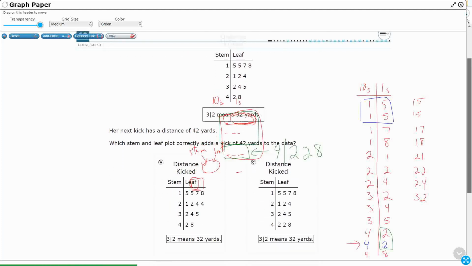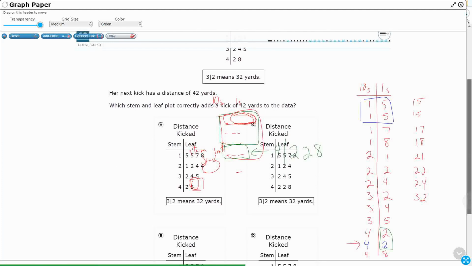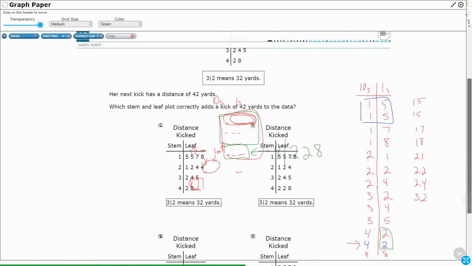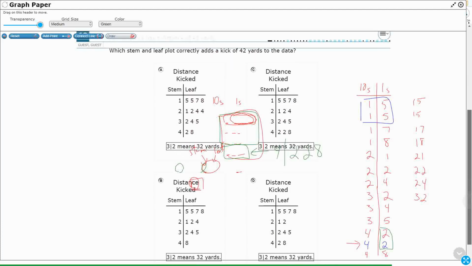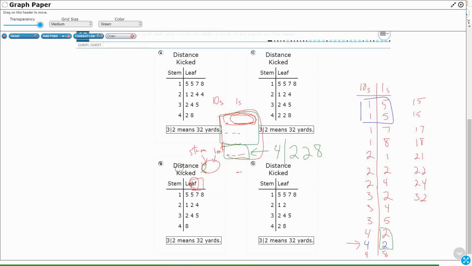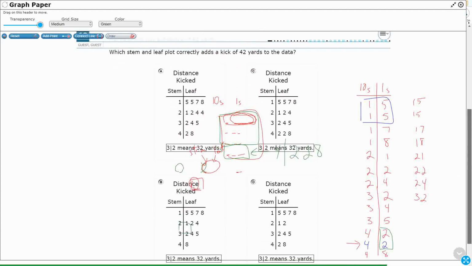Now let's see what we have here. I'm looking for an extra 42, and I don't really see it here. A ended up just adding an extra 24, so that's not going to work. Let's go down to B. B got rid of the 42. It went from one 42 down to zero 42s. It needs to have two 42s.